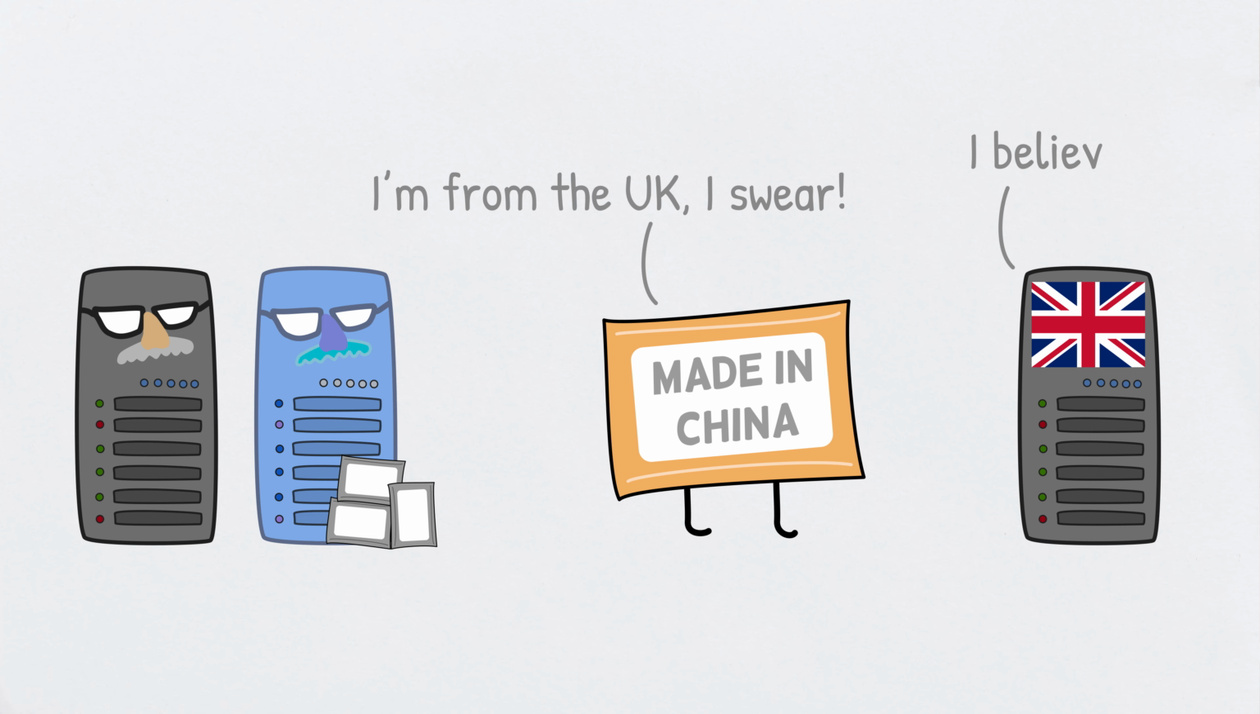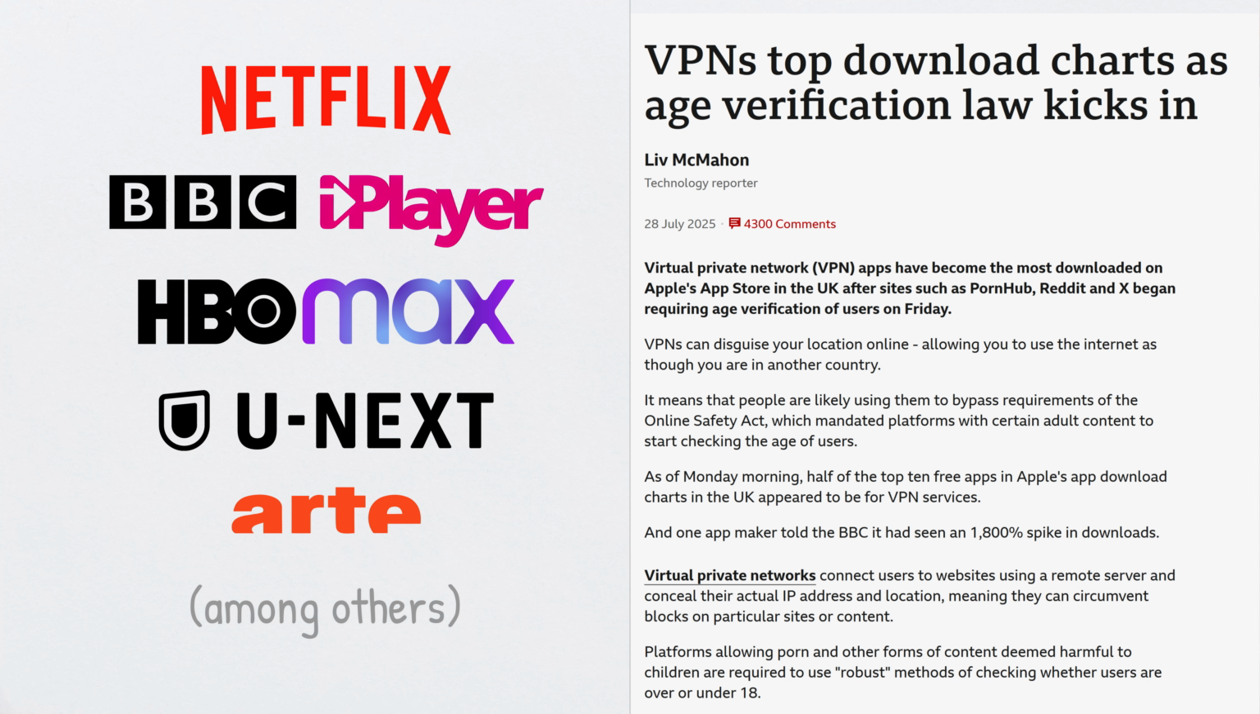Because they both mask IP addresses, VPNs and proxies are both ways to bypass regional content restrictions, as well as government-imposed ones. Which, let's face it, is probably why you're watching this video.